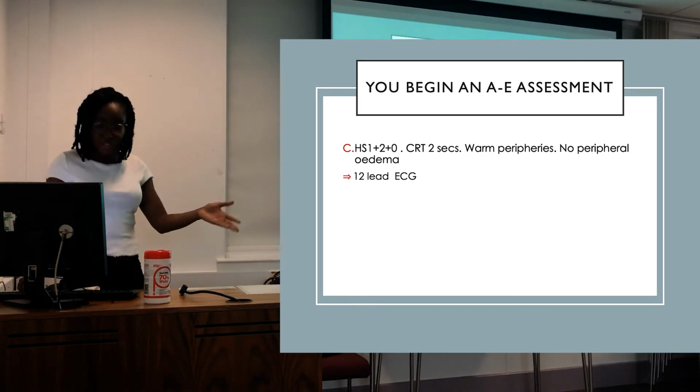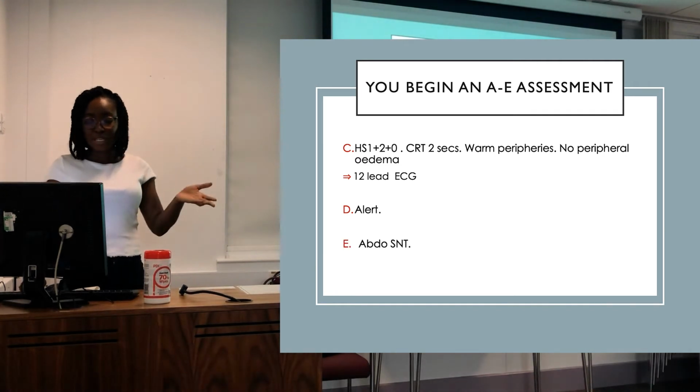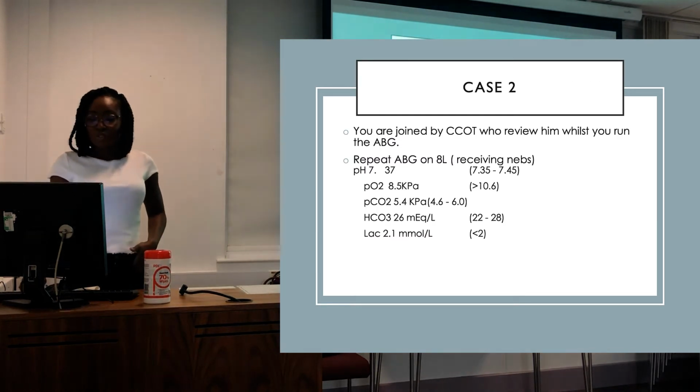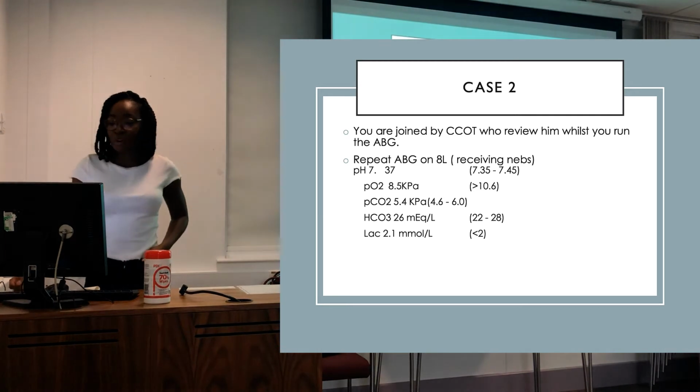So you're asking the nurse to do that, you move on to D, he's still alert, and you move on to E, his abdomen is soft and tender, there's nothing to find on E. So you're joined by the critical care outreach nurse who reviews him whilst you run the ABG.